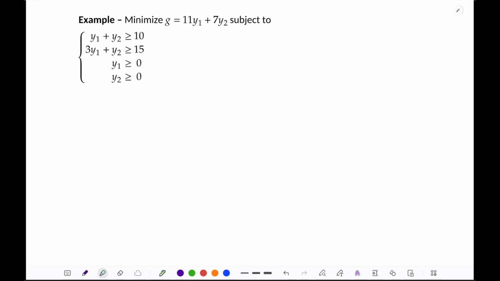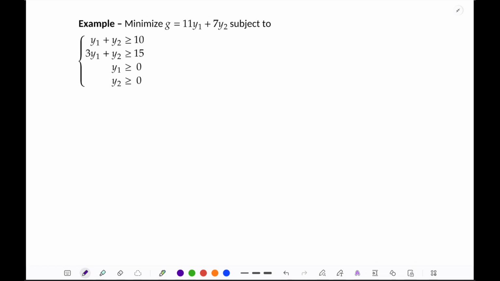Okay, here's the next example for the simplex method section. So we're minimizing g equals 11y1 plus 7y2 subject to y1 plus y2 greater than or equal to 10, 3y1 plus y2 greater than or equal to 15, y1 greater than or equal to 0, y2 greater than or equal to 0. So off the bat, we already do not have a maximize. And if you remember what I said in the last video, the simplex method only works for maximization.